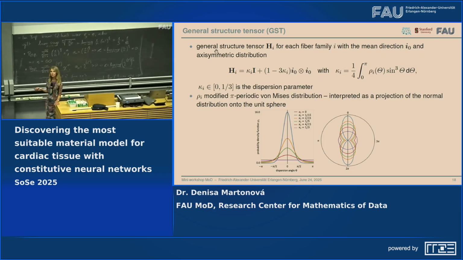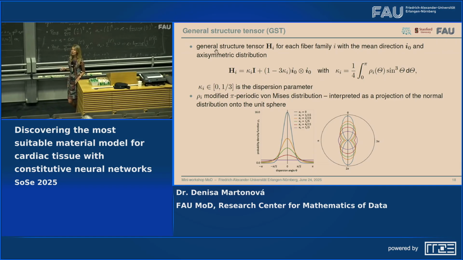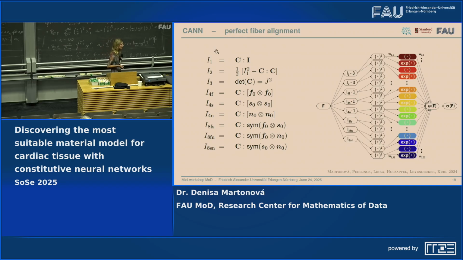The second extreme case is isotropic fiber distribution. This means that the fibers can lie anywhere on the sphere. So the kappa value is equal 1/3. And you see that we have a uniform distribution, or that the fibers can lie on the sphere, or anything between. Good, so to recall, our network with perfect fiber alignment has as input 8 invariants, and especially the invariants I would like to focus on are in fiber, sheet, and normal direction, the 4 invariants.